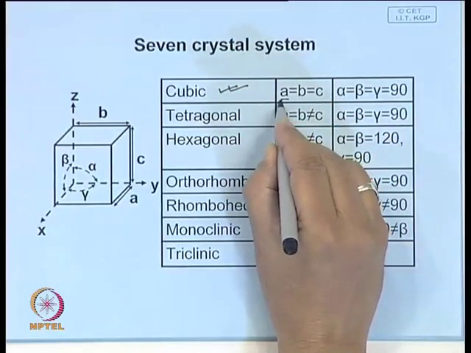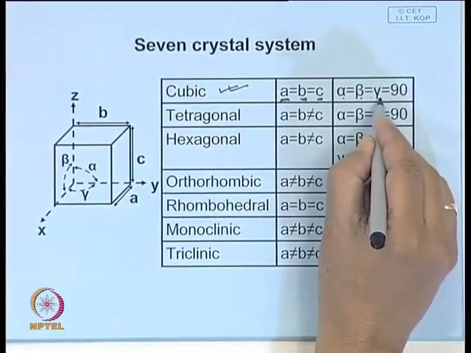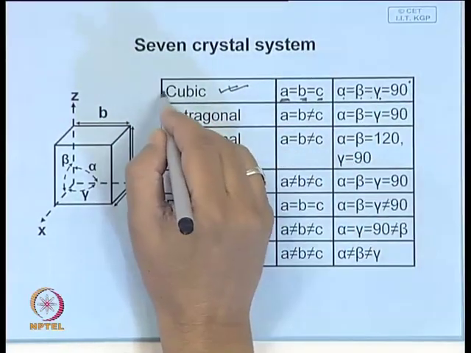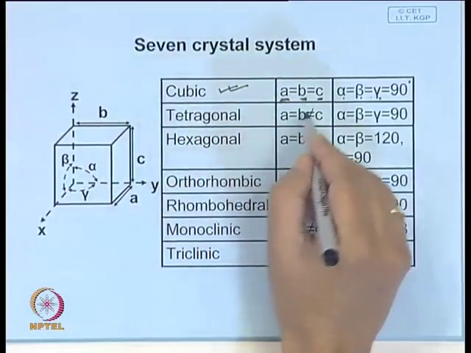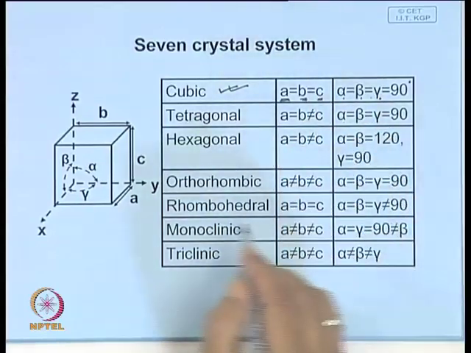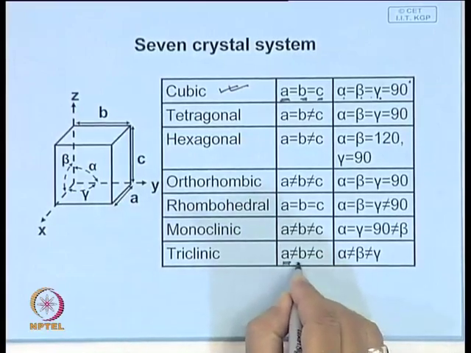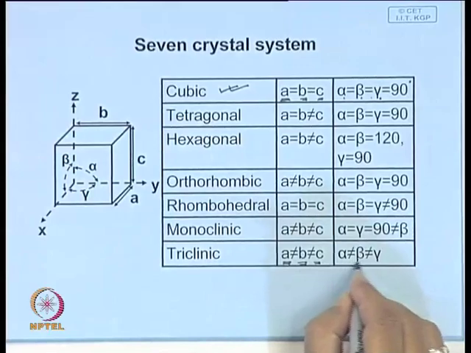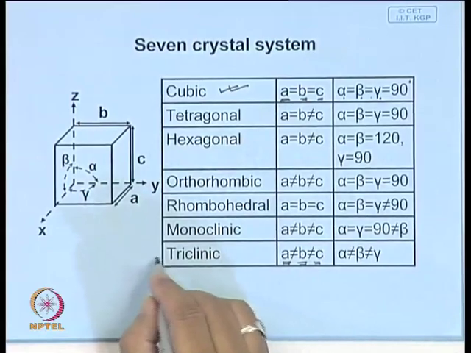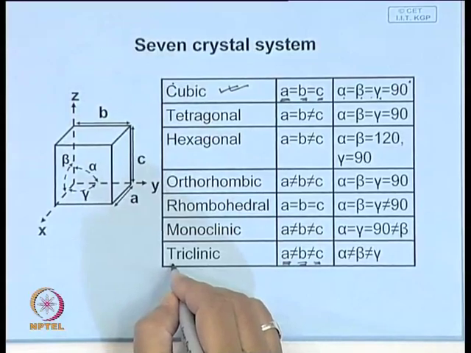Here, all the lattice parameters a equal b equal c, and the three angles alpha, beta, gamma are equal and equal to 90 degrees. This is the most symmetric crystal that we can think of. As you go down, the element of symmetry goes on decreasing, and you have the other extreme, triclinic, where none of the parameters a, b, c are equal, and none of the angles alpha, beta, gamma are equal. So, this has the highest symmetry, and this has the least symmetry.